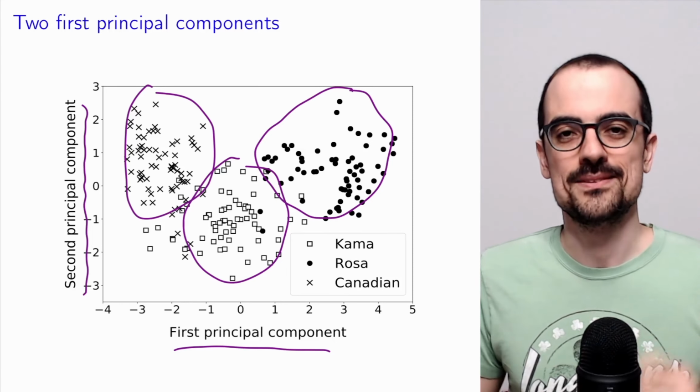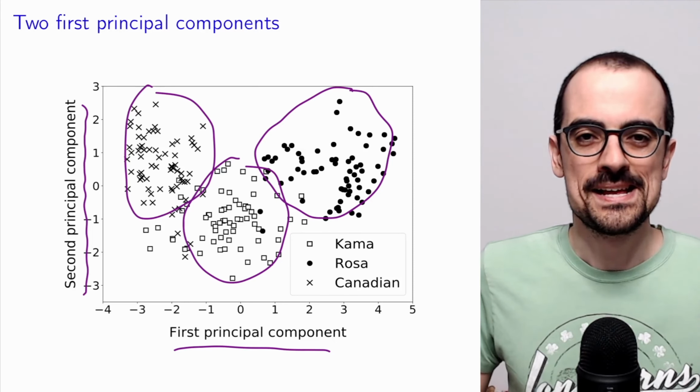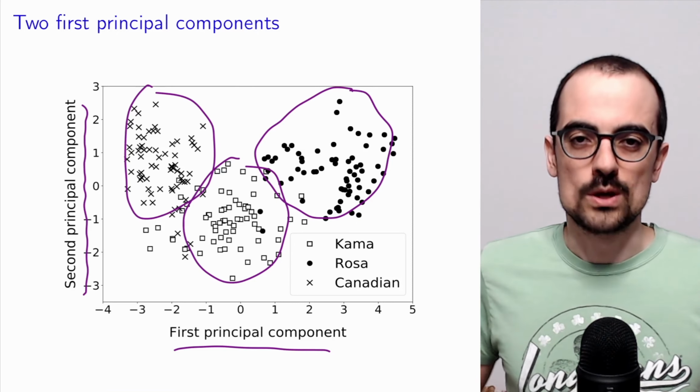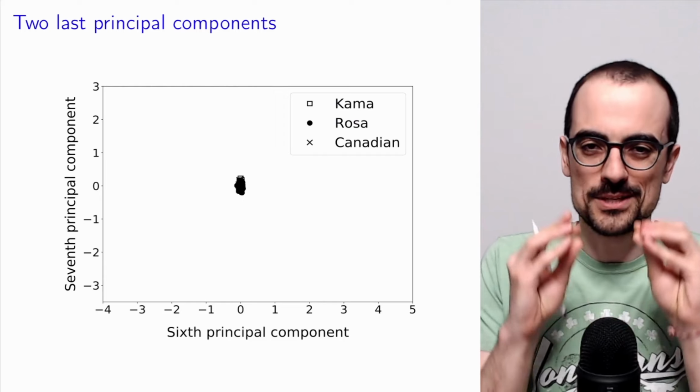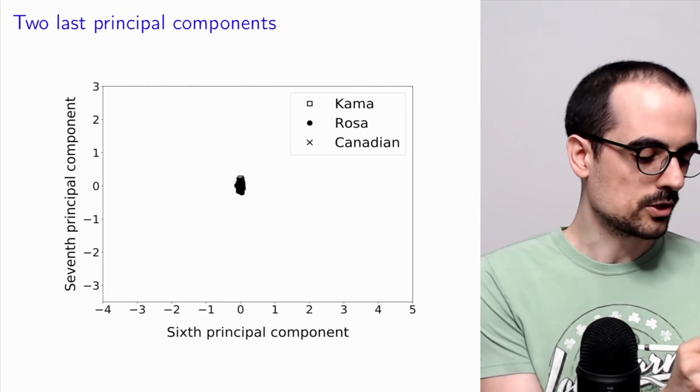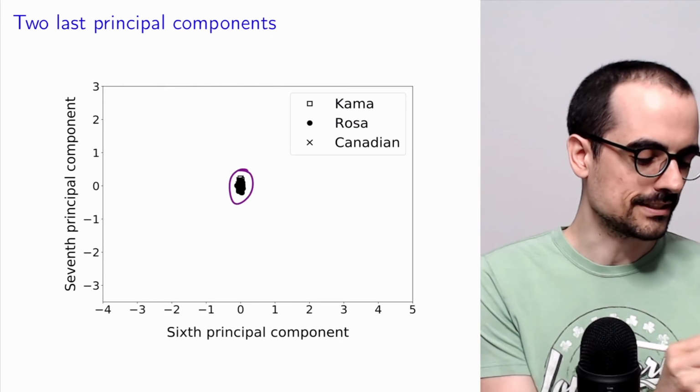Now I want you to think about what would happen if we did this, but with the 2 last principal components. What do you think we would see? Again, pause the video if you want. Well, what we see is a useless representation where everything is bunched right at the center because we're capturing essentially no variance in the data.